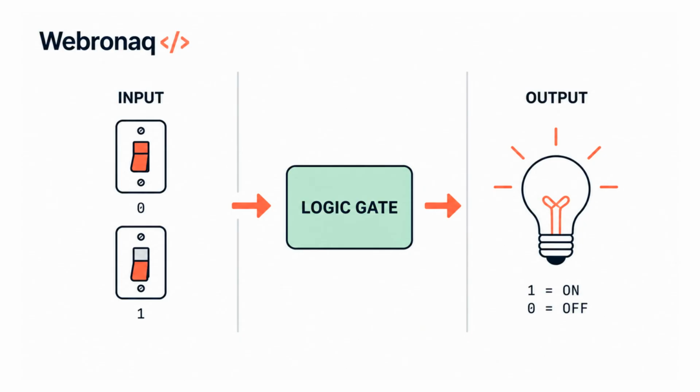And a logic gate is just a tiny electronic device that takes one or more of these zeros and ones as input, applies a simple rule, and gives you a single 0 or 1 as output. That's the whole job. The magic isn't in any one gate, the magic is in the rule each gate follows. Different rule, different gate. So let's look at the three most important ones.